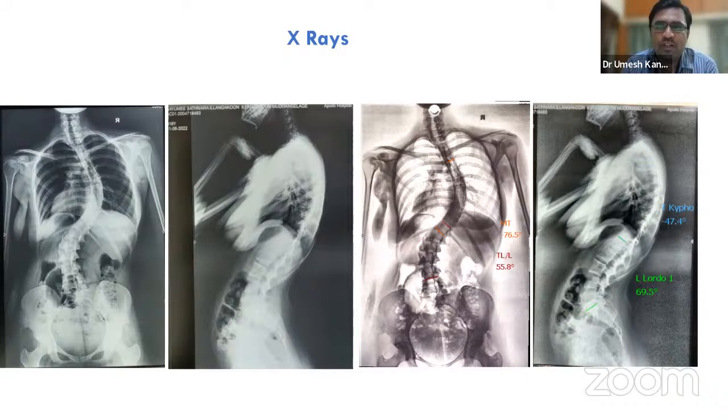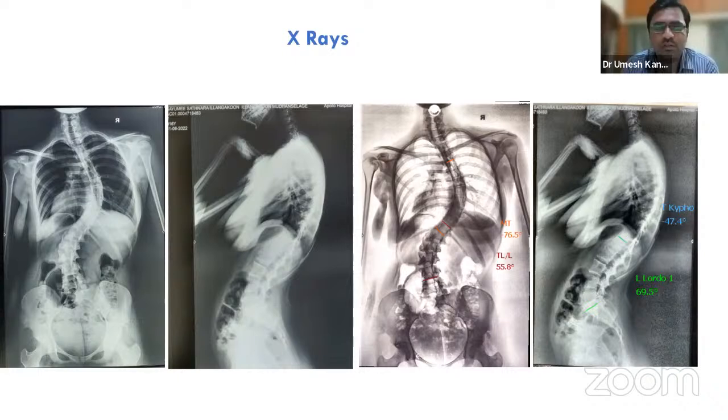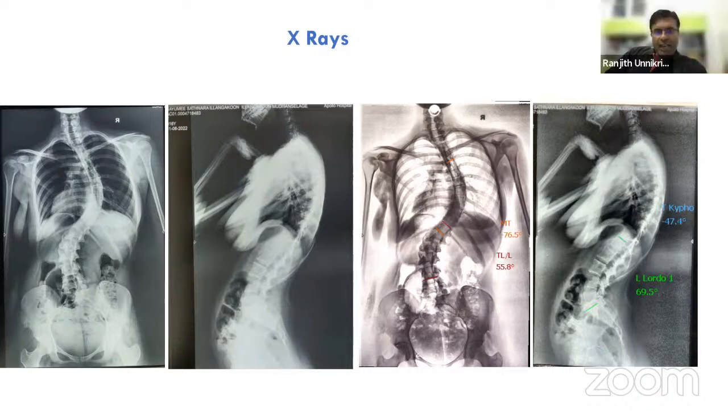Wait a minute. It's not thoracolumbar, it's lumbar curve, sir. Because the apex is lumbar. Do it according to the SRS classification. And what exactly is the difference, Dr. Umesh? When is something called a thoracic curve, when thoracolumbar, when lumbar?